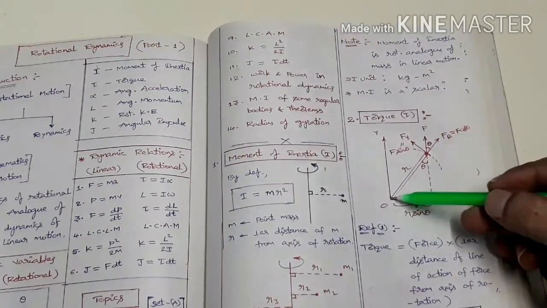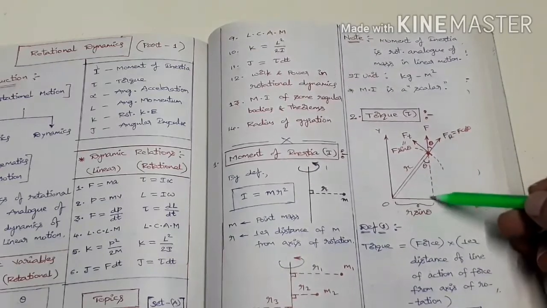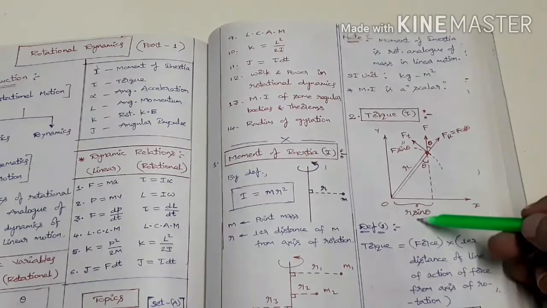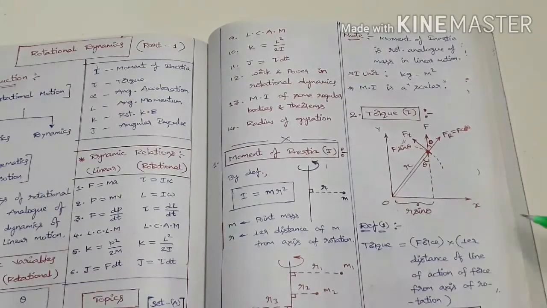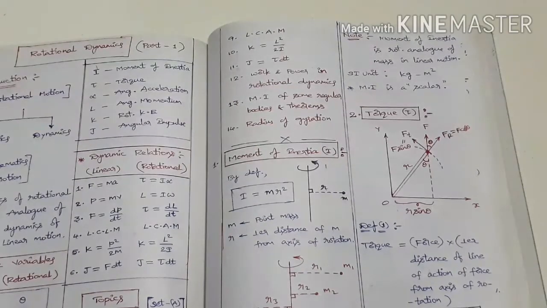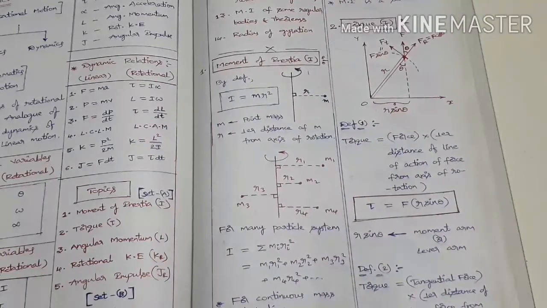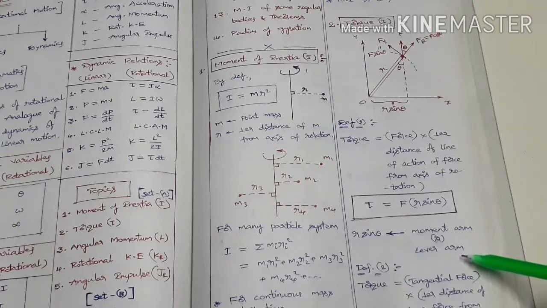So this is the axis of rotation. From the axis of rotation, what is the perpendicular distance of this line of action of force? This one. This is nothing but r sine theta. This is r, this is theta. So this is r sine theta. So torque equals force times r sine theta, F r sine theta. You know this one. Here r sine theta is called the moment arm, or it is known as the lever arm.